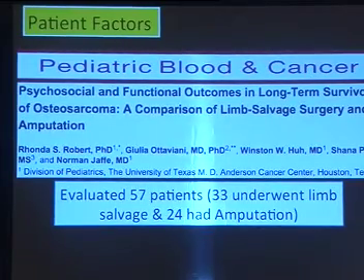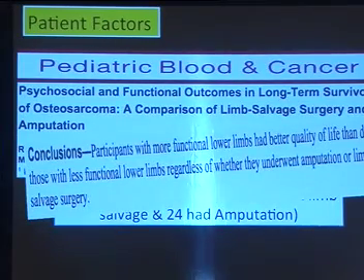In this paper from the Norman Jaffe group, psychosocial functional outcomes in long-term survival of osteosarcoma was seen and a comparison was made between limb salvage and amputation. They evaluated 57 patients, 33 underwent limb salvage and 24 had amputation, and they concluded that irrespective of either amputation or limb salvage surgery, participants with more functional lower limb had better quality of life than those with less functional lower limb, regardless of the type of surgery. So this is a very important consideration.